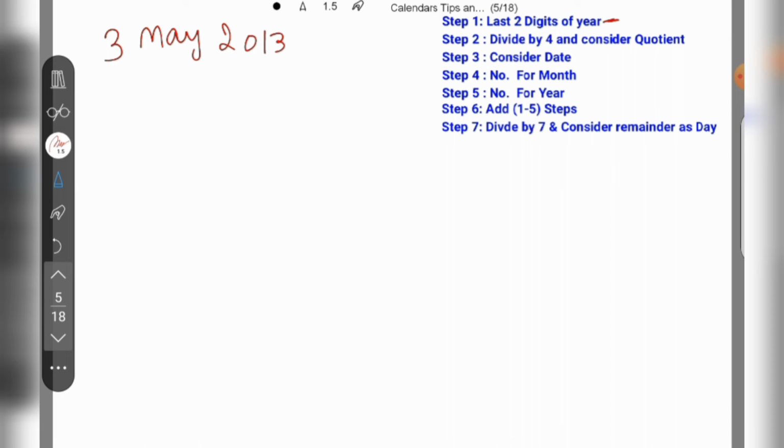So what is the first step we need to do? We need to write the last two digits of the year, that is 13. And divide it by 4, that is 13 divided by 4, which is something around 3, right? If you take the quotient, we get 3. We need to consider the quotient in the second step. Don't forget that one, or you will be confused between step 2 and step 7. So make sure that you are taking the correct values. So in the second step, we consider the quotient, that is 3.